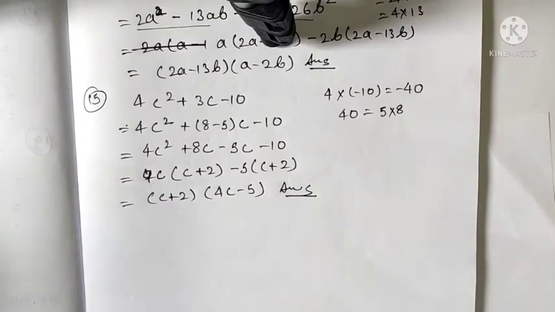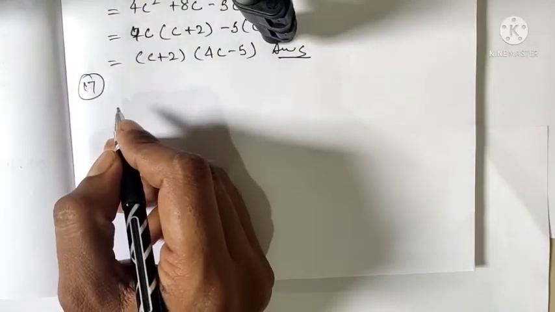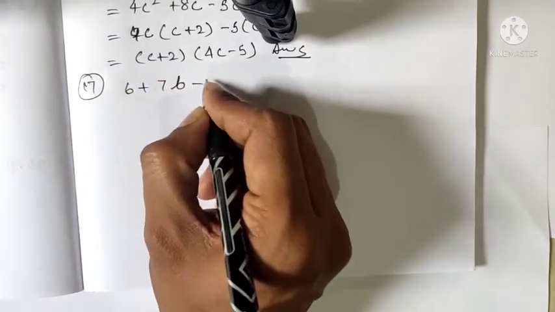You have your answer. Now question number 17. Question number 17 is 6 plus 7b minus 3b square.